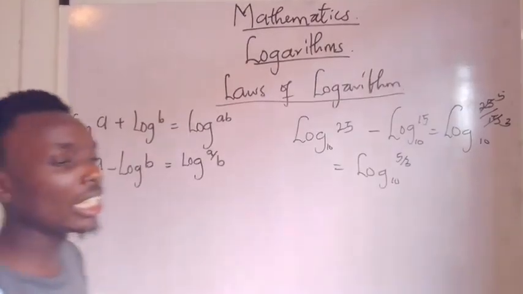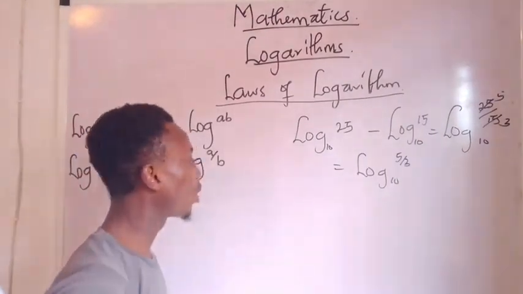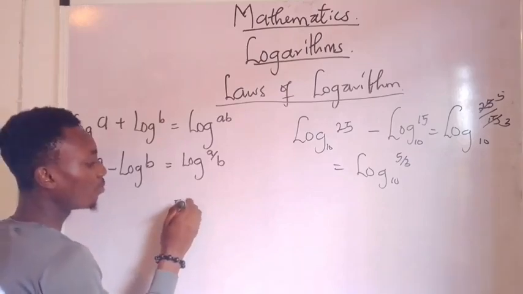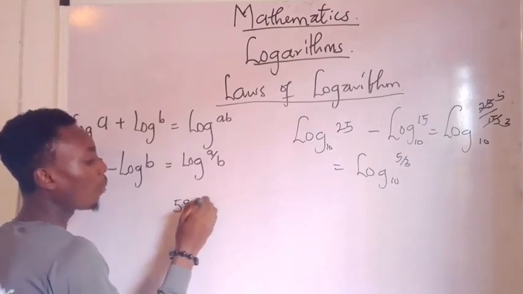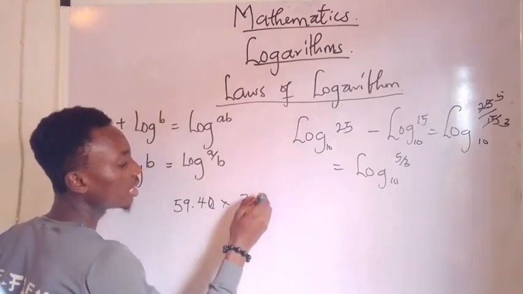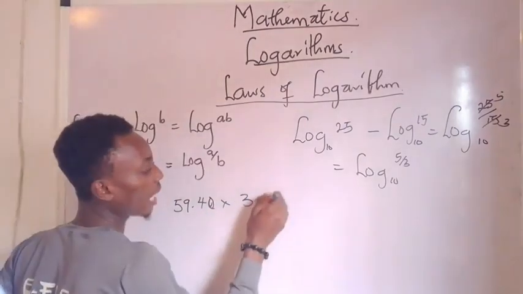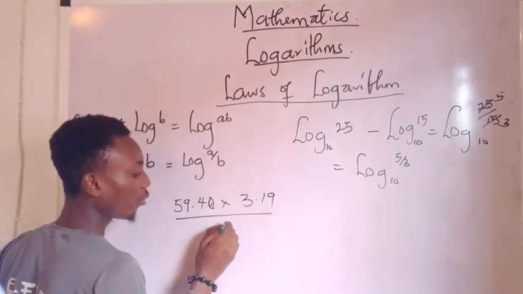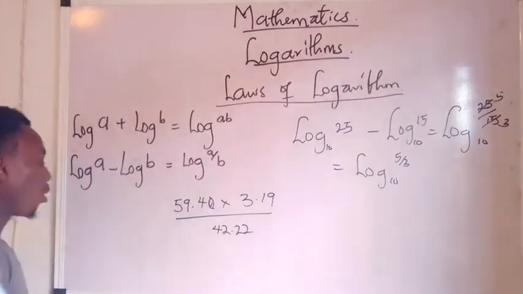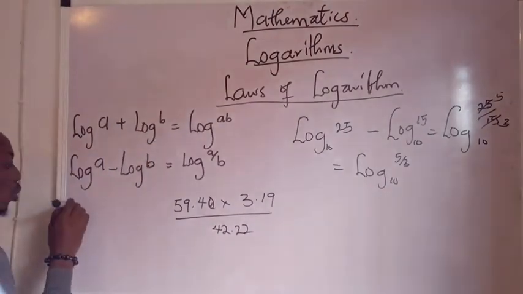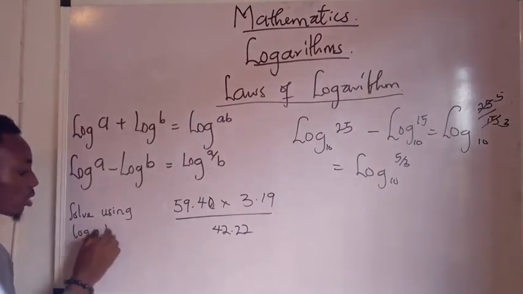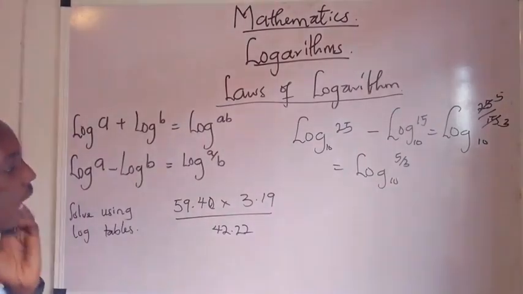Now, for example, you are given a question to solve, because you will see questions on logarithms like this: 59.40 times 3.19 divided by 42.22. Now, if they ask you to solve using logarithm tables, how do we solve this?